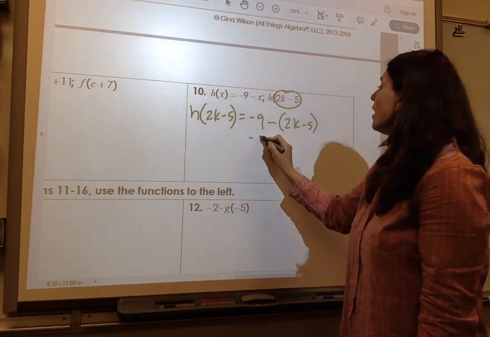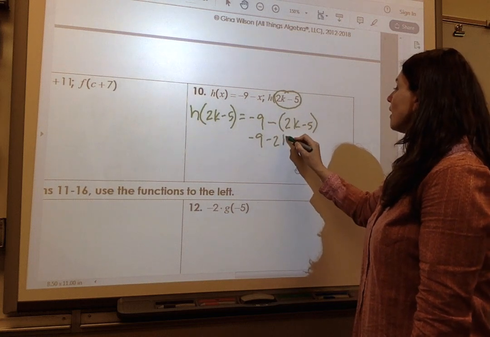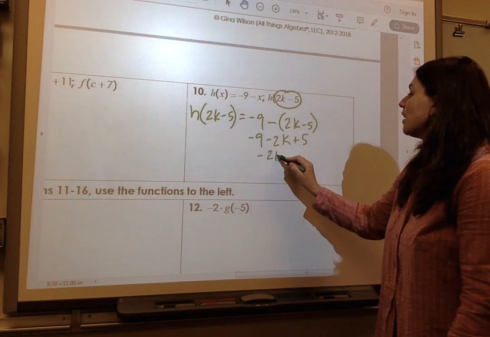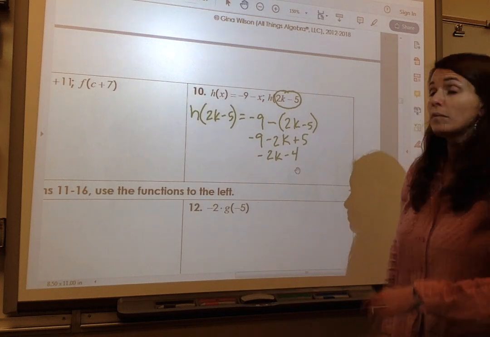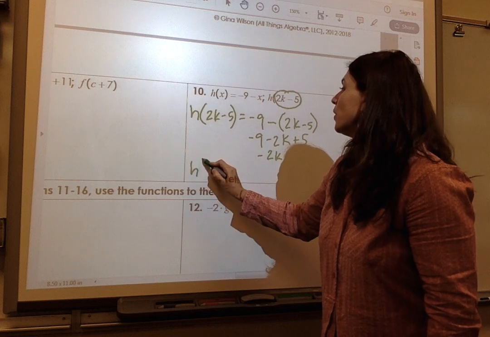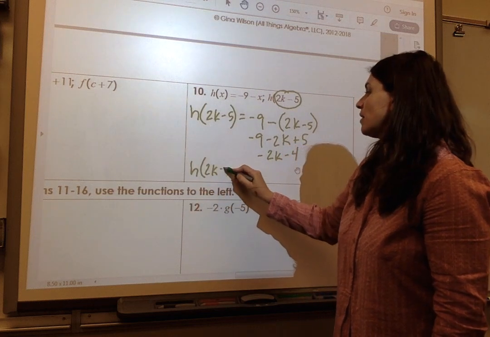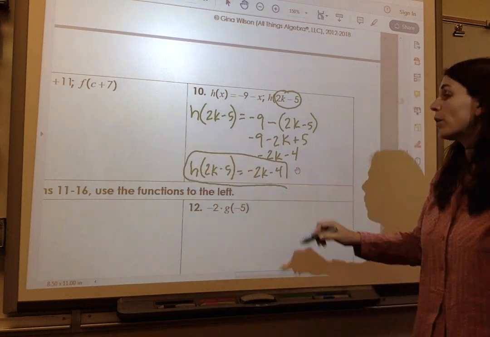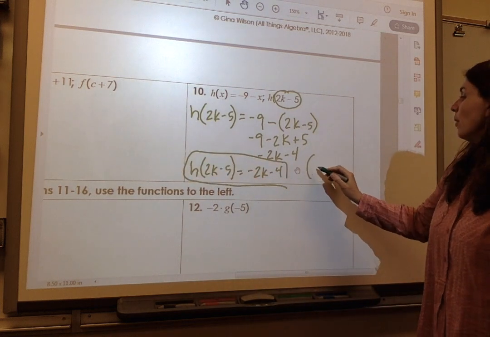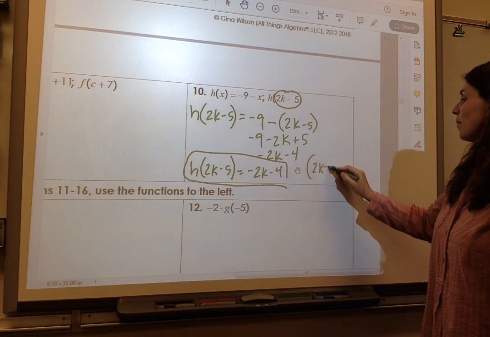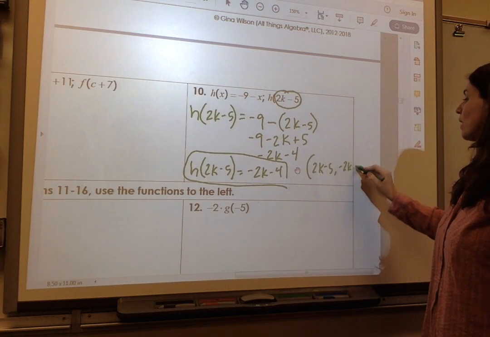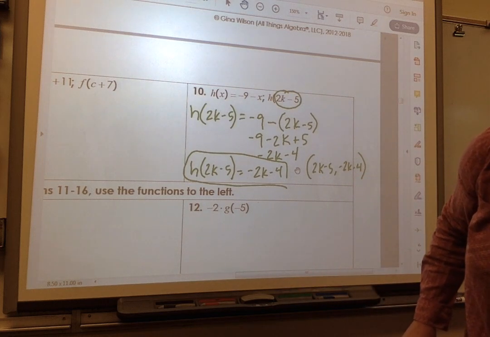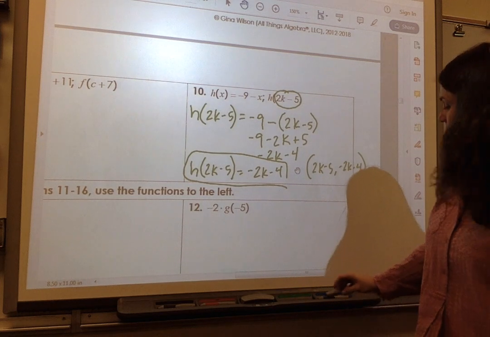And now I simplify. Negative 9, distribute my negative, negative k plus 5. I simplify, and I get negative 2k minus 4. So when my input of h is 2k minus 5, my output is negative 2k minus 4. If I want to write it as an ordered pair, when my input is 2k minus 5, my output is negative 2k minus 4. So still input, still output. Okay? All right.